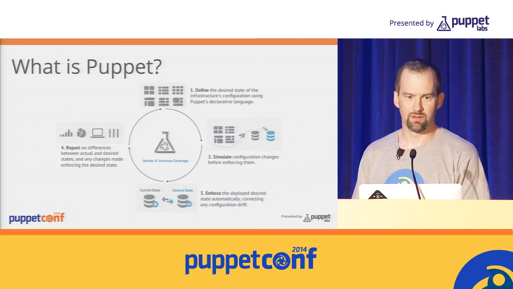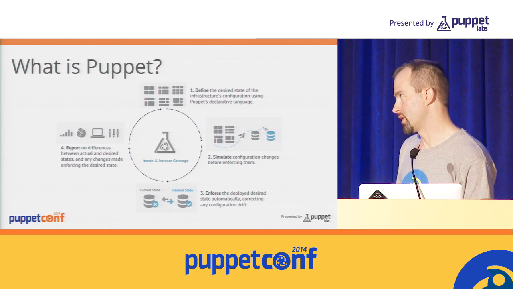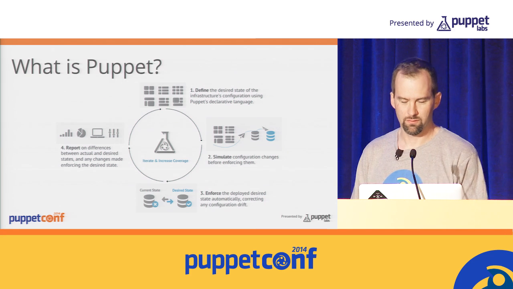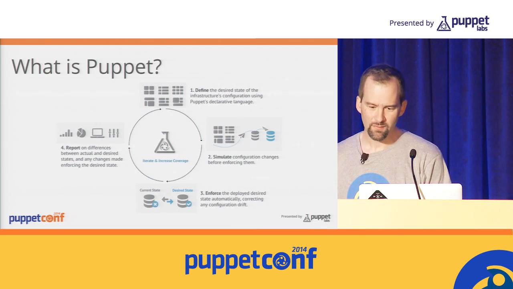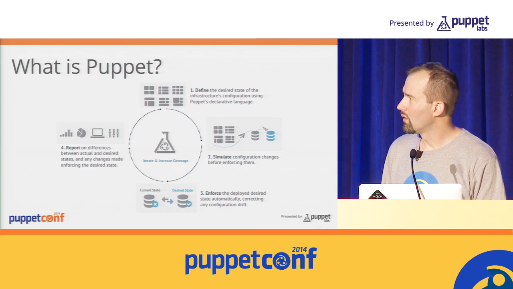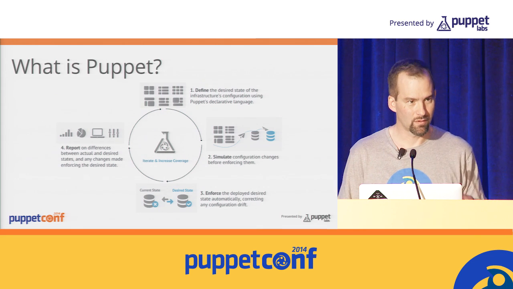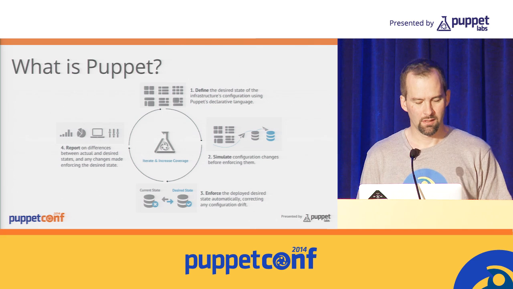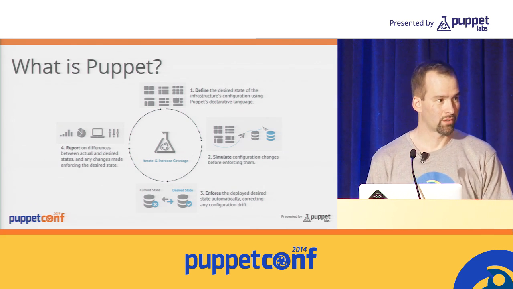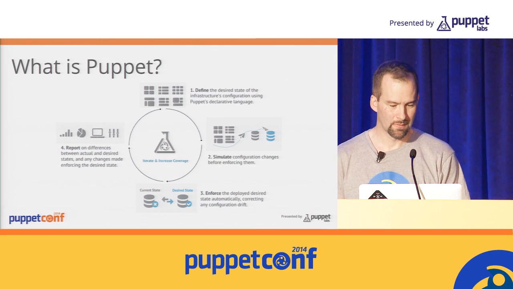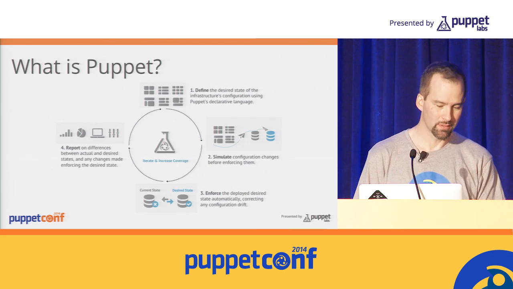Puppet is designed to automate the configuration and ongoing maintenance of your systems. In a nutshell, this diagram is showing you, number one, first you define the desired state of your systems using Puppet's declarative language. Step 2, you can simulate configuration changes, making sure that what you've declared is what you expect. And at step 3, you can put Puppet in its normal enforcing mode, and it will ensure that the current state matches whatever desired state you specified. And step 4 is Puppet always reports on whatever changes it makes, so you have an audit trail about what happened.